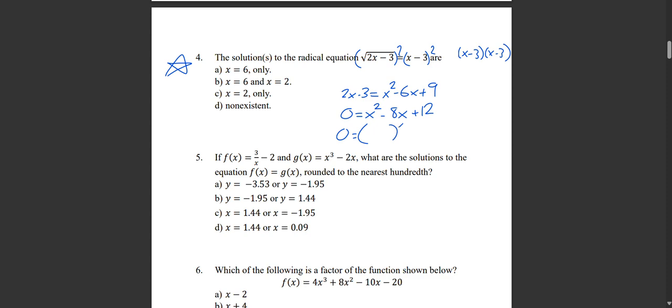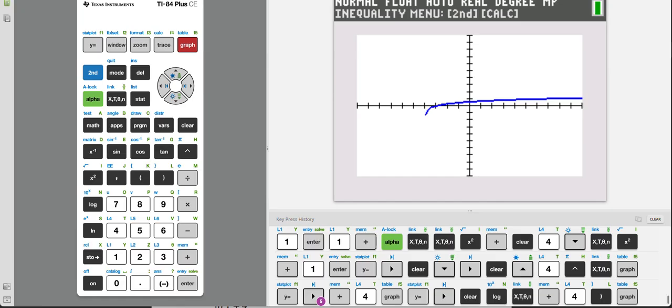I'm going to factor this because the factors of 12 that add up to 8 would be negative 6 and negative 2, which means x equals 6 or x equals 2. So it appears to be B, but there could possibly be an imposter at play. So let's test each of these out.